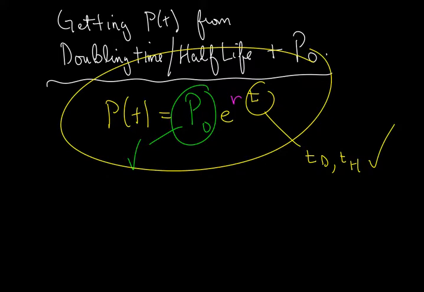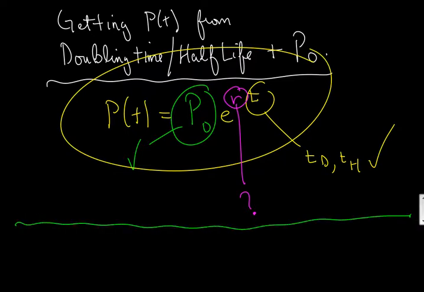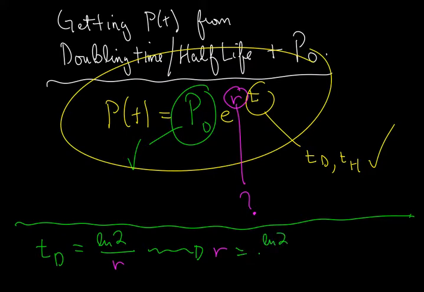And of course, if you look at it, the only part we're really missing is the r, the relative rate of change. So the question boils down to, if you know the doubling time or half-life, can you get the r? And if you remember from previous videos, the answer is yes. For example, in the case of doubling time, you know that the doubling time is equal to ln2 divided by r. And so using this formula, you can solve for r, and you get r is equal to ln2 divided by td. And there you go.